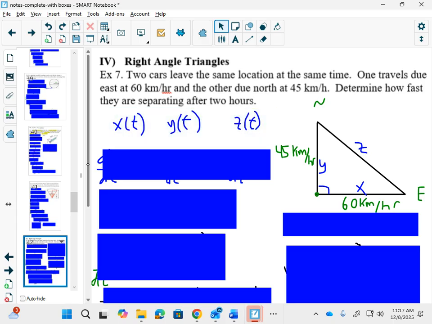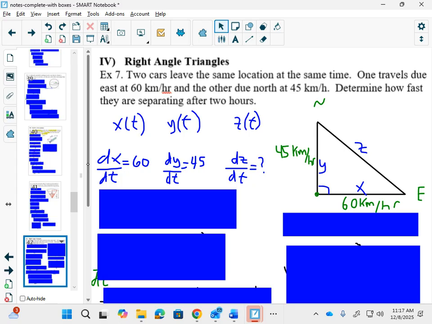So there are three things that we're involving here. We know X is changing. We know Y is changing. We want to find how fast Z is changing. So we know dx/dt is 60. We know dy/dt is 45. We want to find dz/dt exactly when the time is 2.